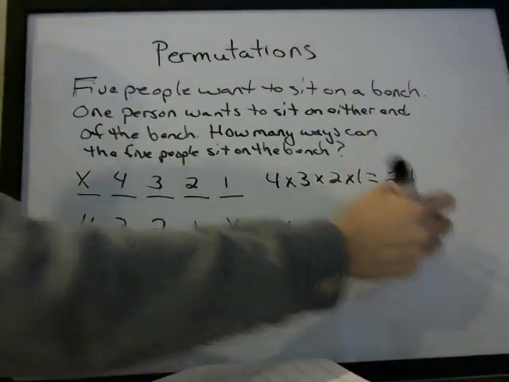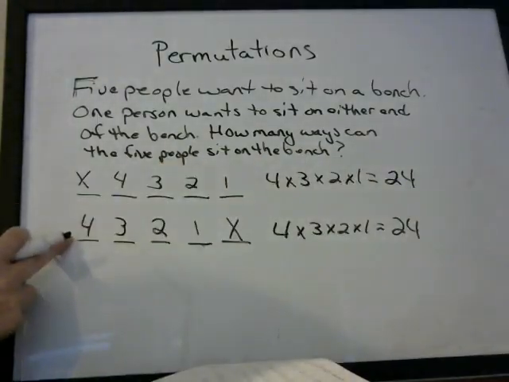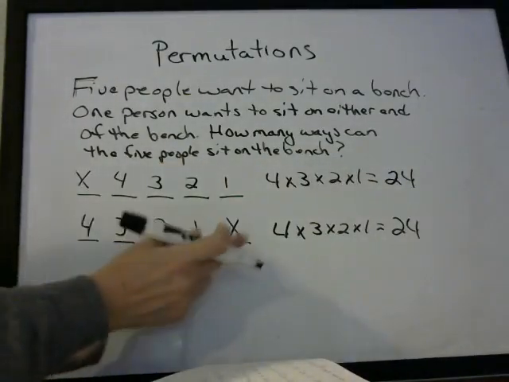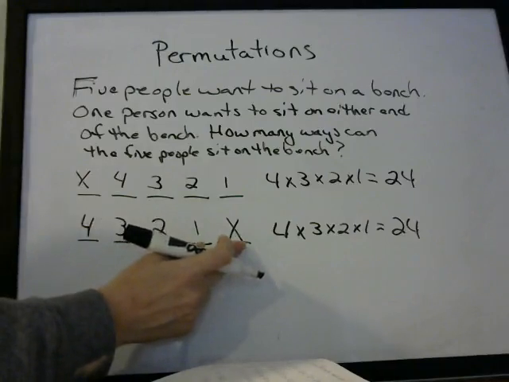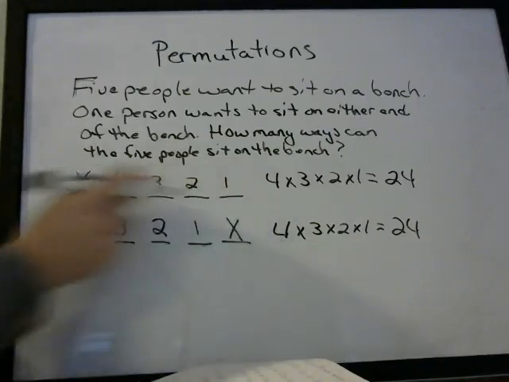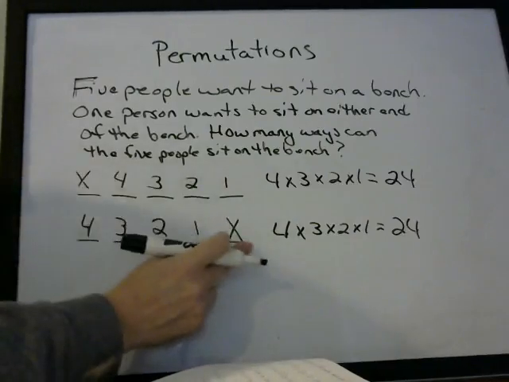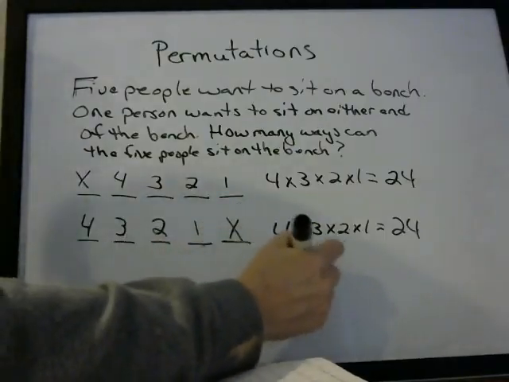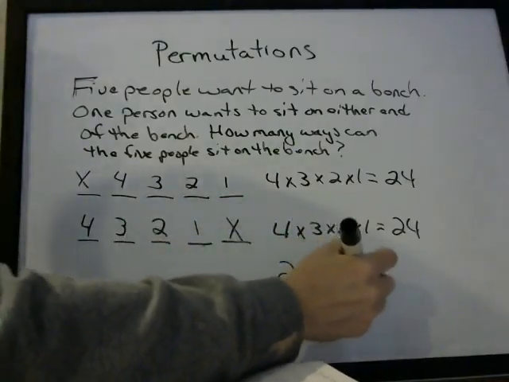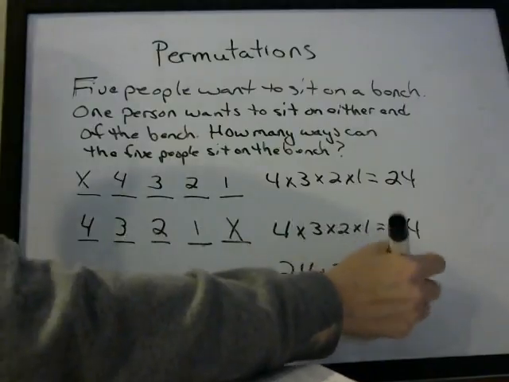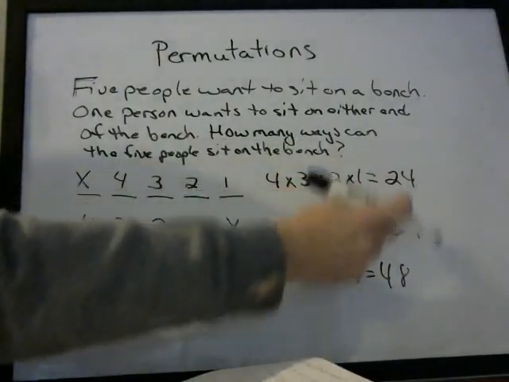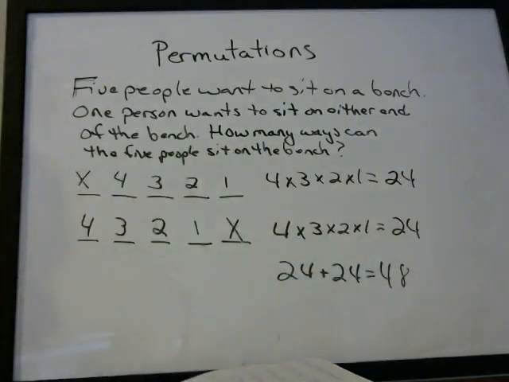There's 24 ways that the people can sit if the guy sits over here. So, there's 24 ways if he sits here. There's 24 ways if he sits here. So, how many total ways are there? You just add that up. 24 plus 24. There's 48 different ways that these 5 people can sit on that bench.